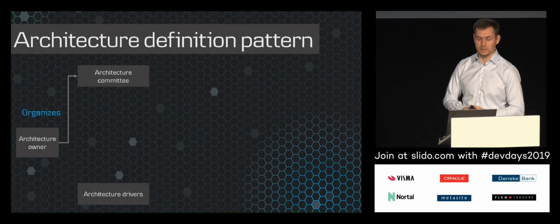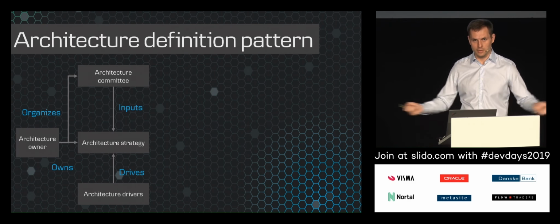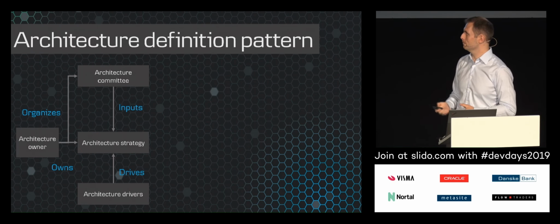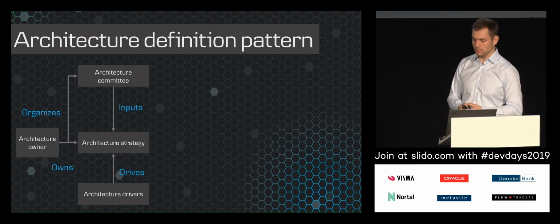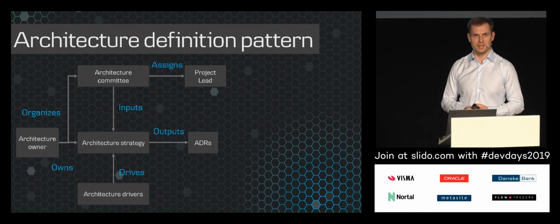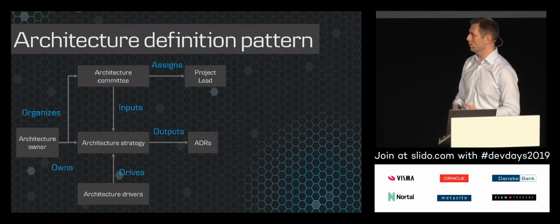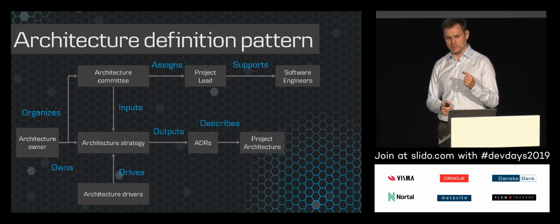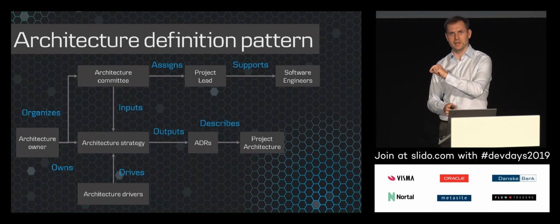On the side, you have architecture drivers that, altogether in these three pieces, positively influence that strategy that we create for each product or for all of our products. They influence, drive, input, own. Then when you have that set up, two practices come out from the committee. The committee assigns project leads, and then the architecture strategy outputs ADRs, which are generic, either to the whole system or a group of systems. Then the project lead supports software engineers that work on projects, while ADRs support and describe project architecture.